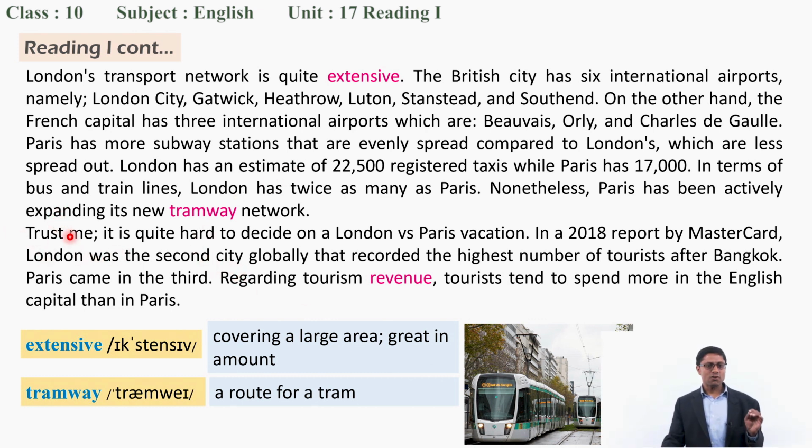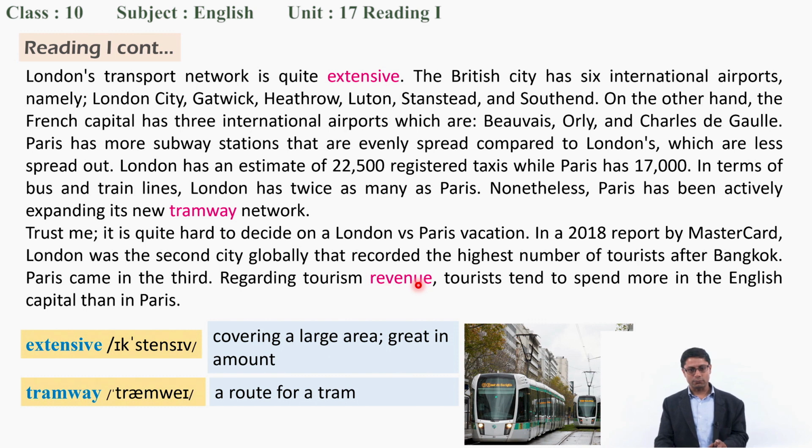The writer says, trust me, it is quite hard to decide on a London versus Paris vacation, means where to go. In a 2018 report by MasterCard, London was the second city globally that recorded the highest number of tourists after Bangkok. See there. So among tourists, the largest number visited Bangkok in 2018 and the second largest number of tourists visited London. So this shows that London is more popular than Paris. Paris came in third.